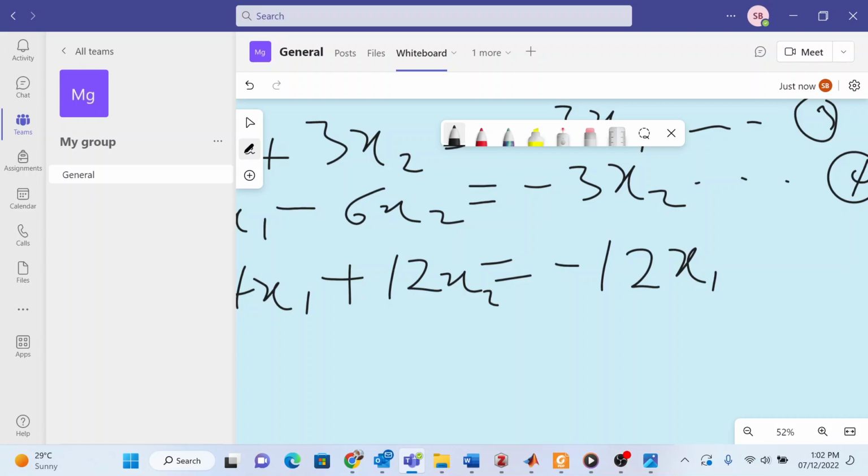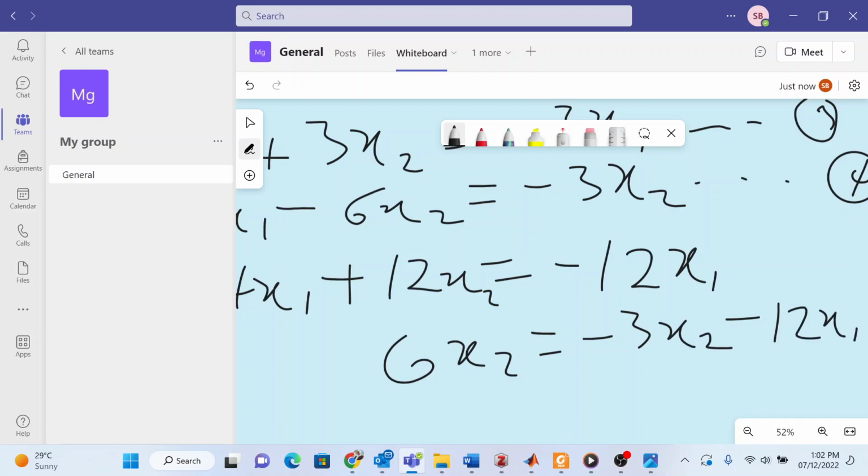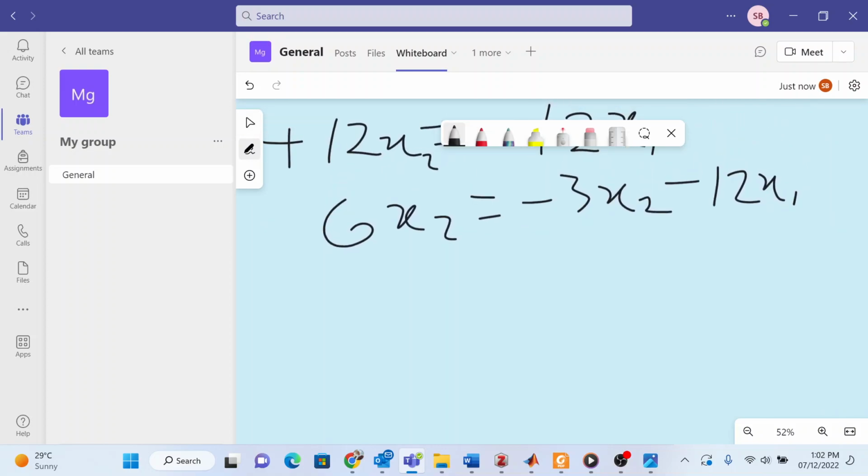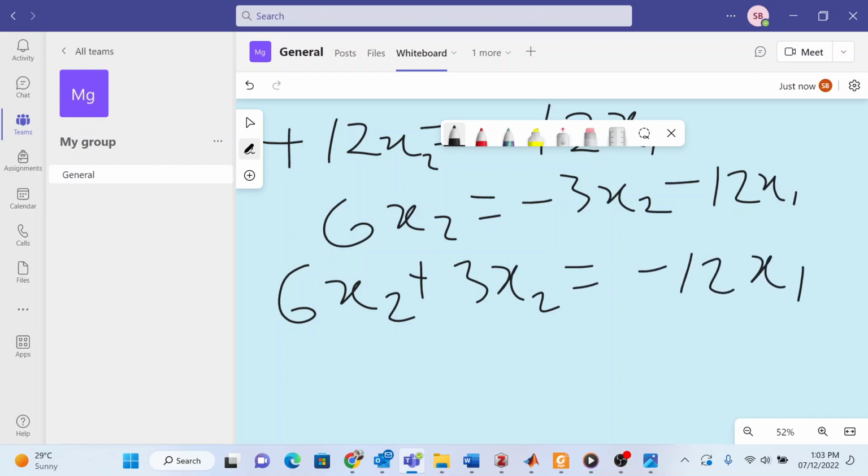So after obtaining that, we're now going to add them together. So we add these two equations together. So we have 6x2 will be equal to minus 3x2, yeah, minus 12x1. Alright, so after we have obtained that, we bring x2 together, so that's going to be 6x2 plus 3x2 will become minus 12x1. So we add them together, so that will be 9x2 will become minus 12x1.